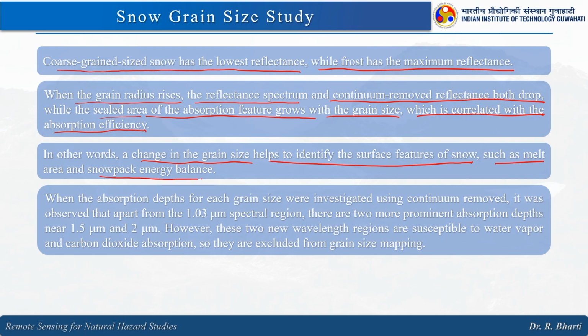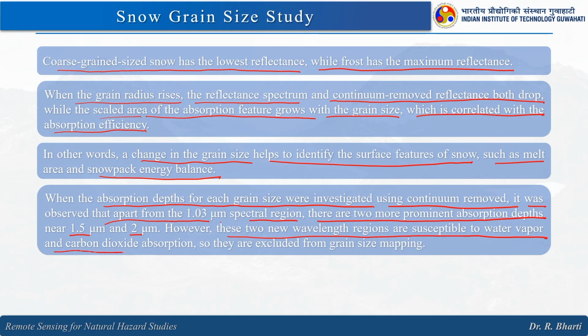and snowpack energy balance. When the absorption depth of each grain size was investigated using continuum removed, it was observed that apart from the 1.03 micrometer spectral region, there are two more prominent absorption depths, near 1.5 and 2 micrometer. However, these two wavelengths are susceptible to water vapor and carbon dioxide absorption, so they are excluded from the grain size mapping.